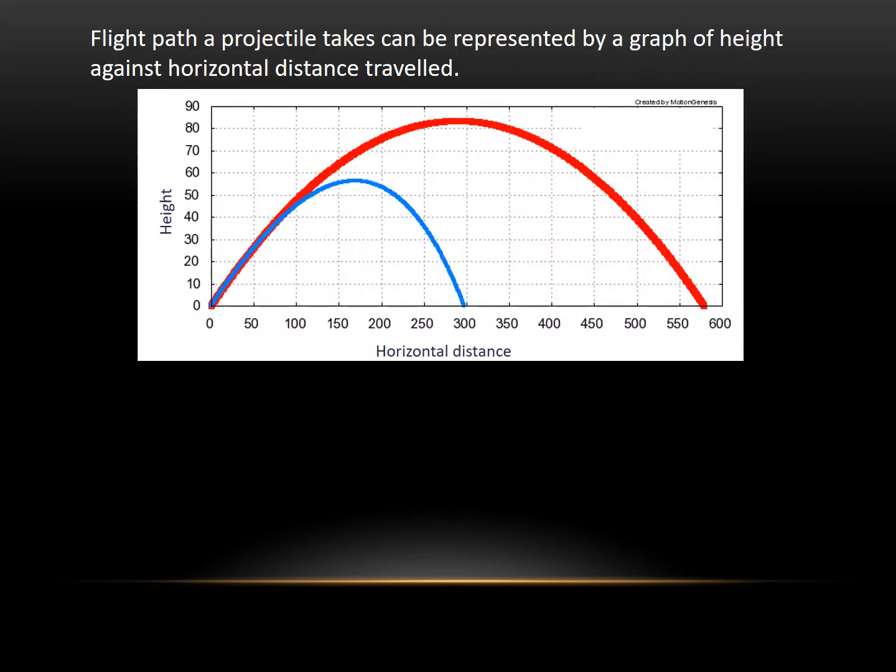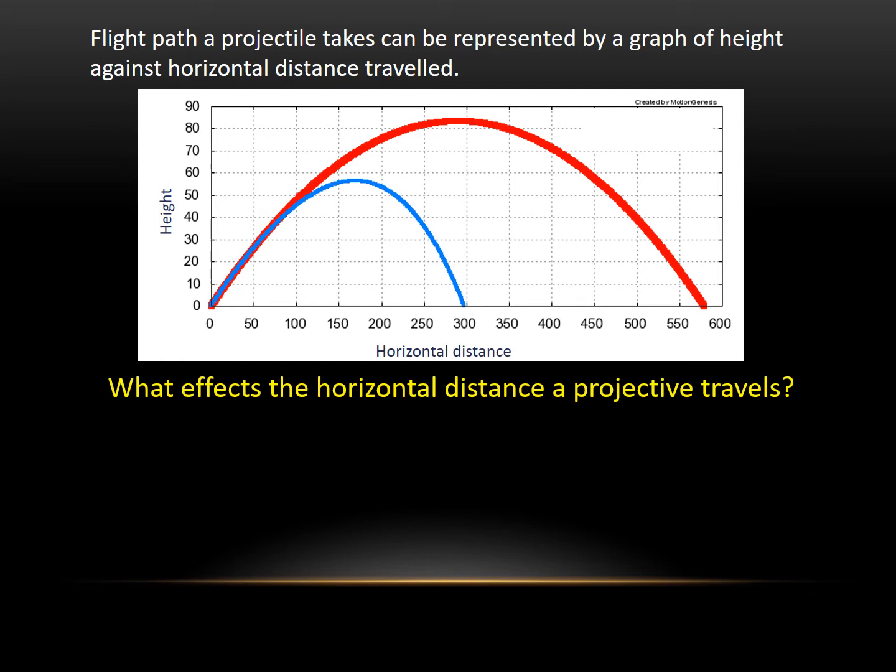Now we can show this flight path by a graph of height against horizontal distance, with horizontal distance on the x-axis and height on the y-axis. The question is, what affects that horizontal distance that a projectile will travel? Have a think about it.